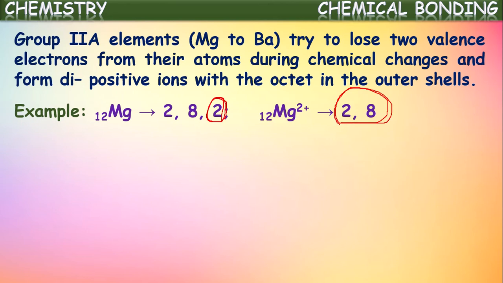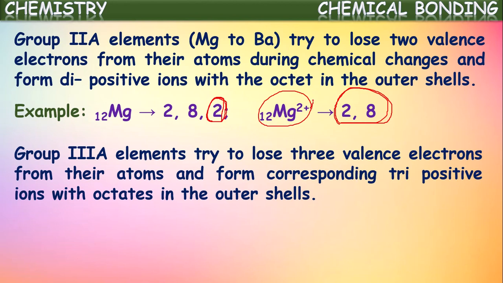Okay. Now in this way, these second A group elements will be ready to lose 2 electrons whenever they are allowed to participate in chemical reactions. They lose these 2 electrons from their valence shell, and hence they attain the stable octet configuration in their outermost shells. Hence they form dipositive ions, dipositive cations we call these. Dipositive ions are formed by second A group elements.